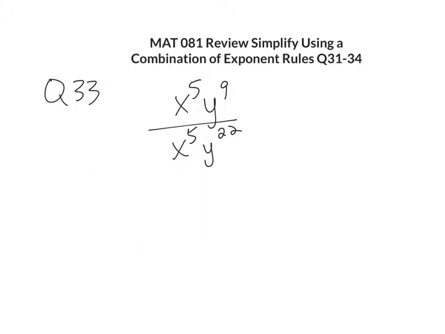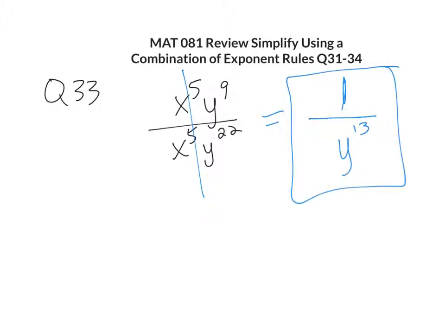X to the 5th over x to the 5th, that cancels out. 5 minus 5 is 0, and anything to the power of 0 is 1. And we're left with y to the 9th over y to the 22nd. So we're going to take 22 minus 9 and leave it where the bigger number is. So we're going to have nothing left on top, and then we're going to have y to the power of 13 on the bottom. And that is your final answer there.